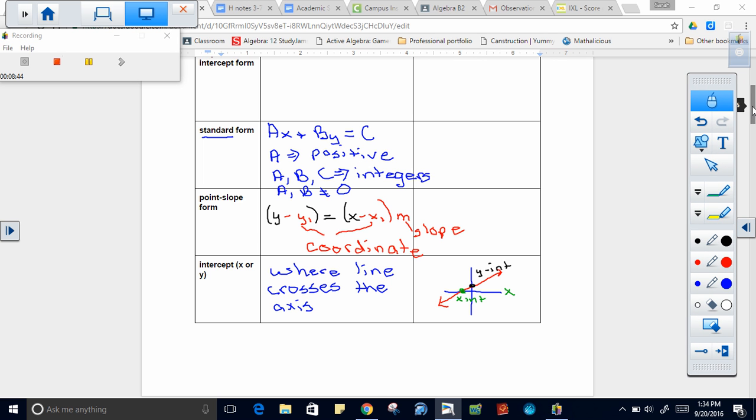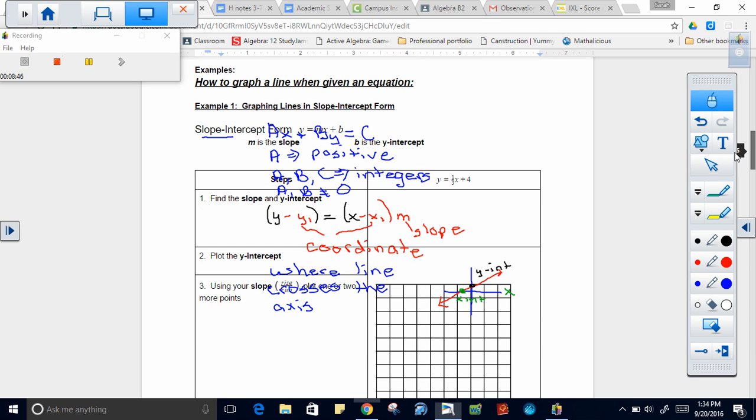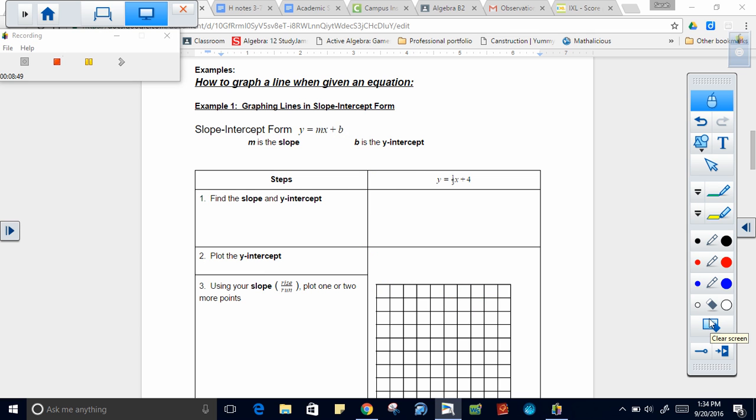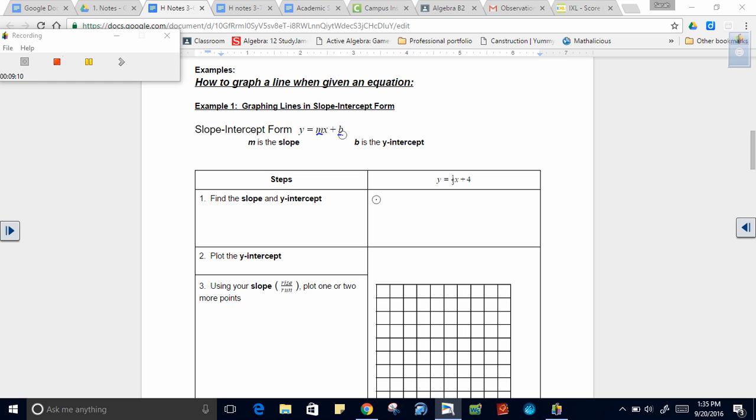Okay. We can move on to some examples now. So example 1 is graphing lines in slope-intercept form. This is one of the forms I want to make sure you can do. Your first thing, if you're going to graph a line in this form, is to find the slope and the y-intercept. M is always your slope, and B is always your y-intercept.